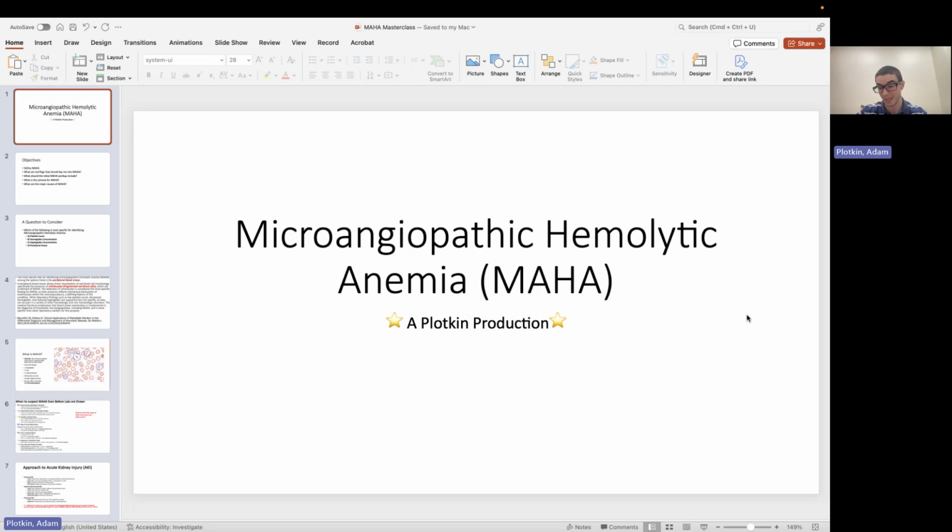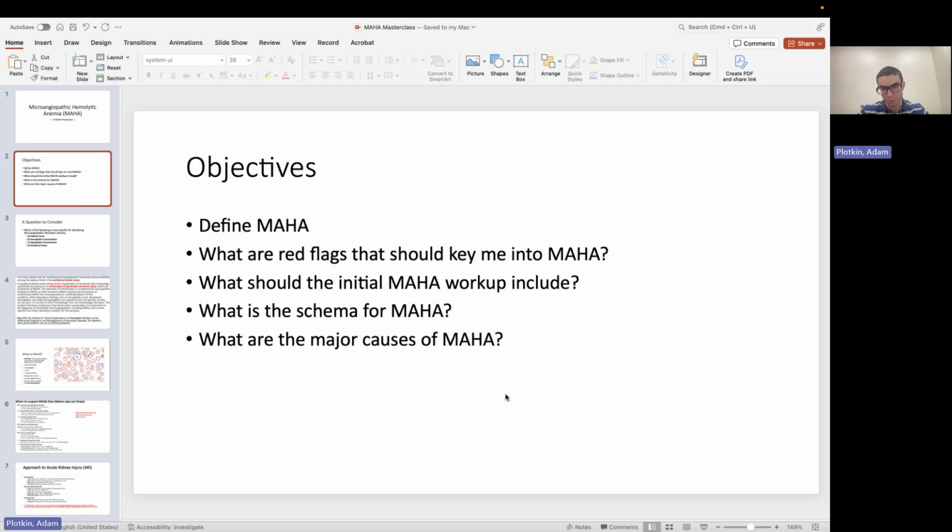It's also going to be really high yield clinically: when should we suspect MAHA? I think it's a pretty complex topic, so I'm hopefully going to break it down in a way that is pretty easy to understand. So, some objectives. We're going to define MAHA. What are some red flags? What should be the initial workup? What's our schema? And then what are the major causes?